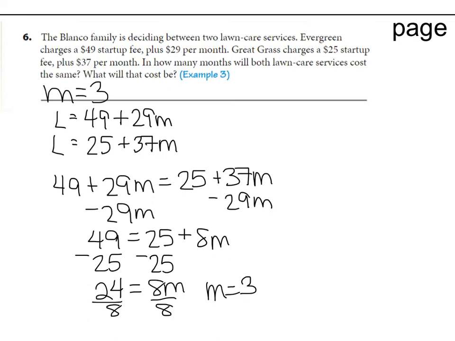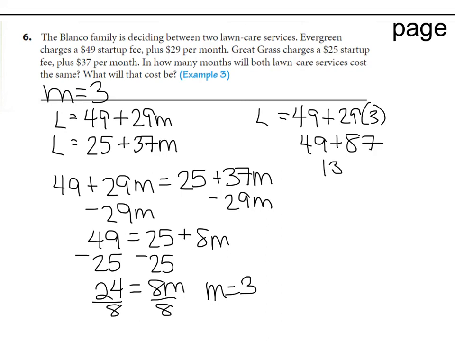To find that cost, you should have plugged it into either equation. It wouldn't matter. I'm just going to go back to the first. So 49 plus 29 times 3. Well, 29 times 3 is 87. Add the 49 to it is $136. So at 3 months, both lawn care companies would have charged you $136.